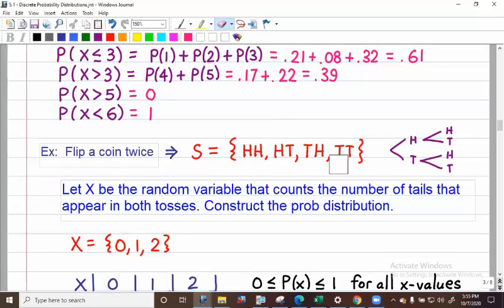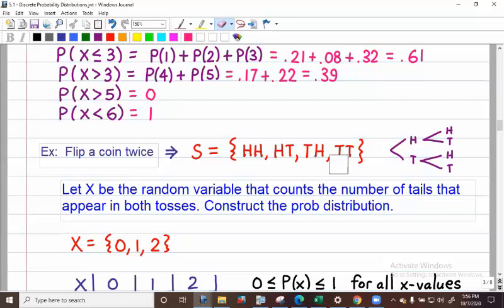But the problem with this is that, technically, this is not a random variable. A random variable X has to be something numerical. So this problem needs to be rephrased in such a way that it becomes numerical. So let's see what we have here.